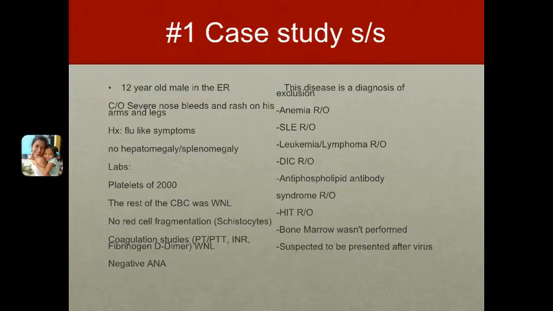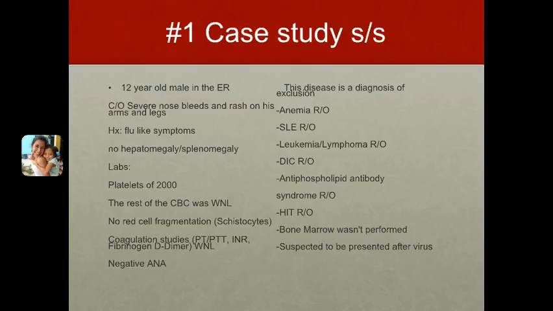Red cell fragmentation, schistocytes, was normal. Coagulation studies, including PT, PTT, INR, fibrinogen, and D-dimer, were all within normal limits, and his ANA was negative as well. ITP is normally a diagnosis of exclusion, so they were able to rule out anemia and systemic lupus erythematosus as well.